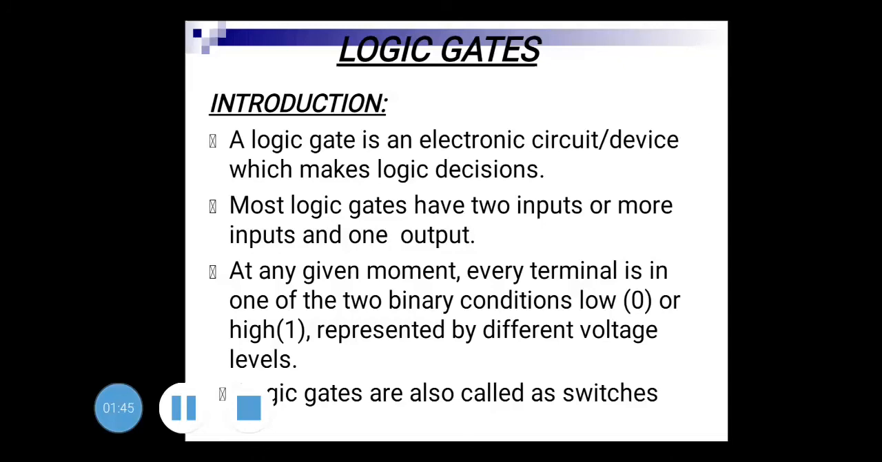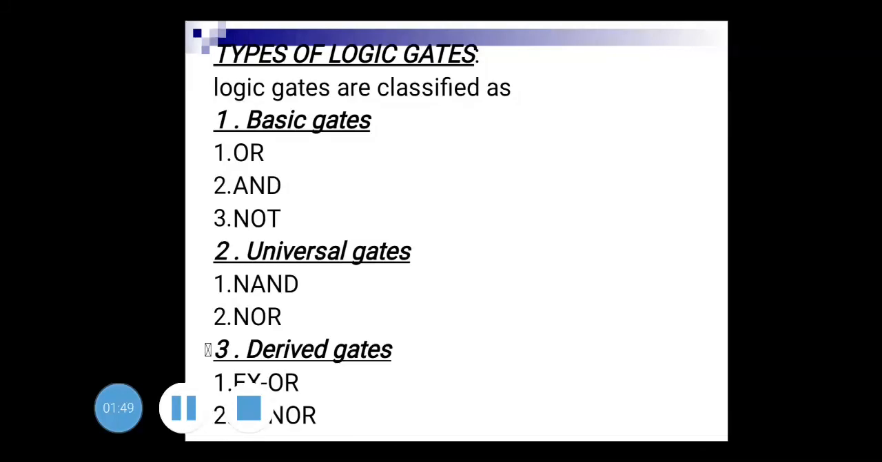The logic gates are also called switches. Now we will start with the different types of logic gates. This is very important from your exam point of view. The logic gates are classified as basic gates, universal gates and derived gates. The basic gates are OR gate, AND gate, NOT gate. Universal gates are NAND gate and NOR gate. Derived gates are XOR gate and XNOR gate. Derived gates are also called special purpose gates.